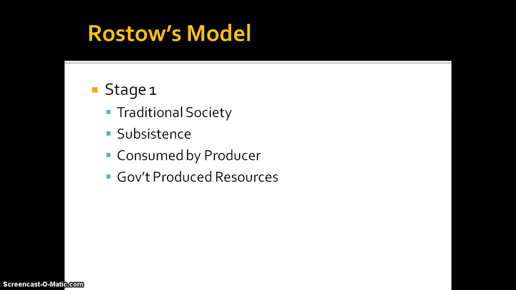Stage 1. This is the idea that all countries, even before they are states, start off in this particular situation. It's traditional society, a subsistence lifestyle. There's not much economic activity going on, because if you're living a subsistence lifestyle, there's not a whole lot of trade of any consequence. Anything that's produced is consumed by the producer, so there's no surplus to be traded anyway.